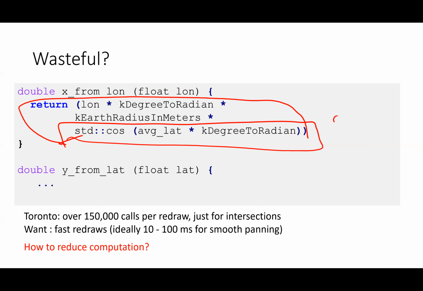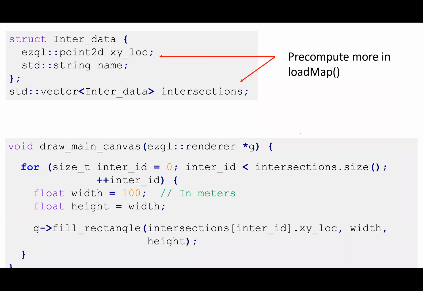Okay, so this is wasteful. So we're going to move this code to load map, and it's not very hard. Instead of storing the lat long of an intersection, I'm now just going to store the xy. I'm going to pre-compute the projection to xy and store that. I don't even need to store the lat long anymore because I don't need it. And I put that in a global variable that I can use in my redraw function.